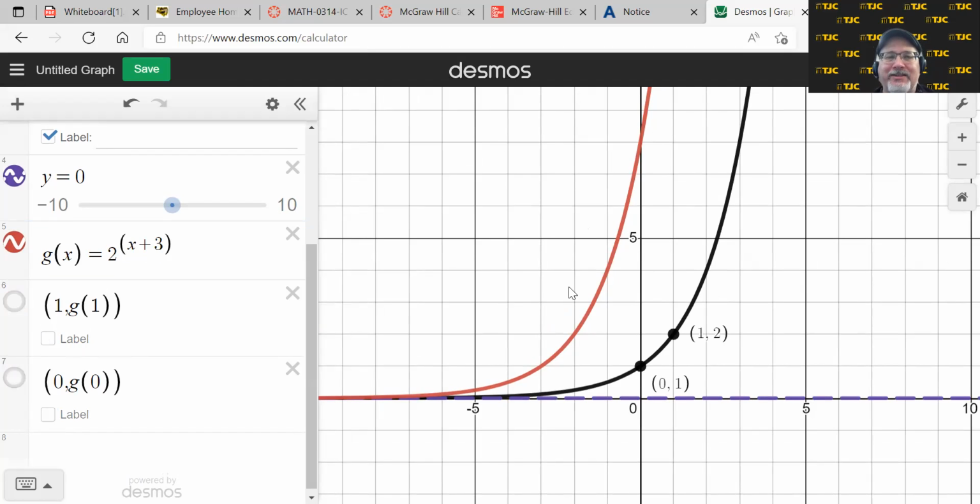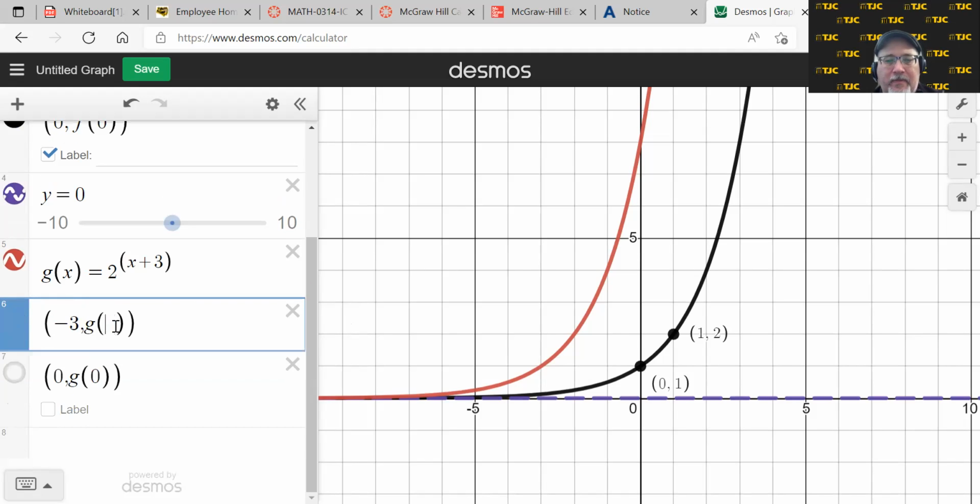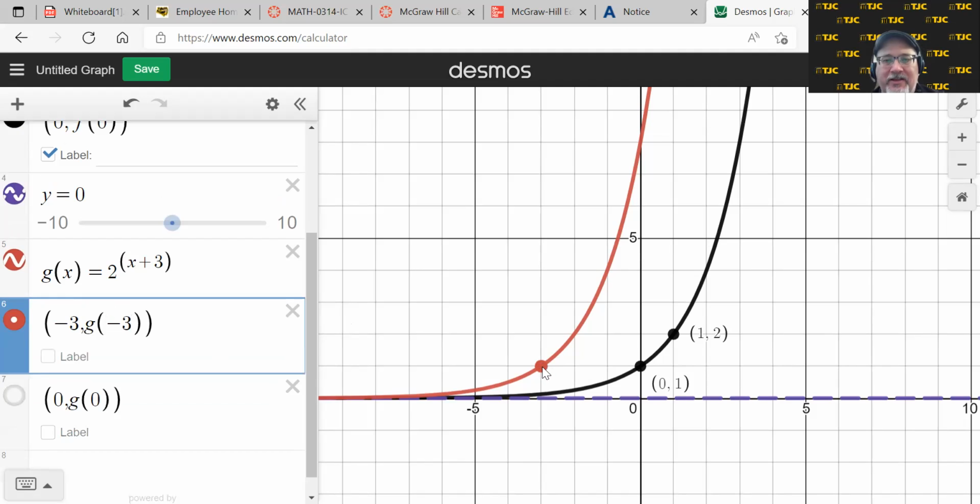Did it move to the right? It did not seem to. It seems like it moved to the left. Well, if it moved to the left, then this point would be here. So is that the correct point? It seems like it. The y-intercept moved to the left 3.